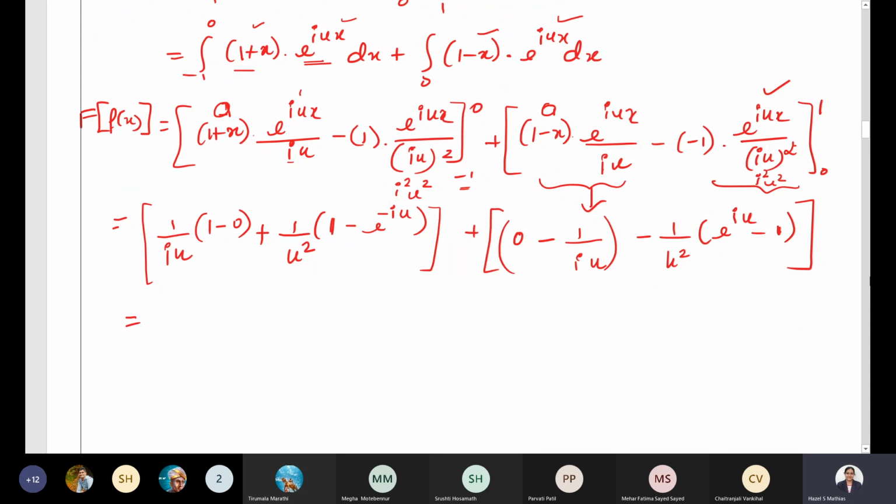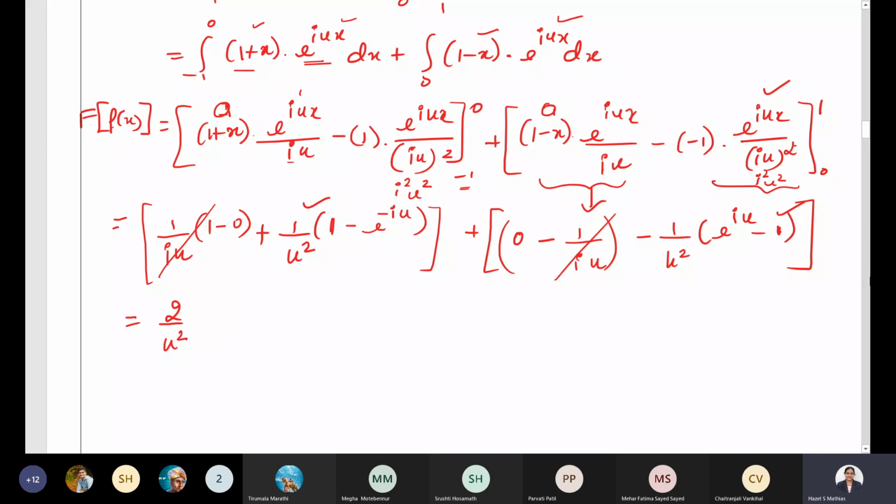Now check what we get over here. See, 1 by iu and minus 1 by iu cancel. Then you have 1 by u square, and 1 by u square. Then minus of minus is plus. So 2 times 1 by u square, that is 2 by u square. 1 by u square here, minus of minus plus 1 by u square. So it is 2 by u square.